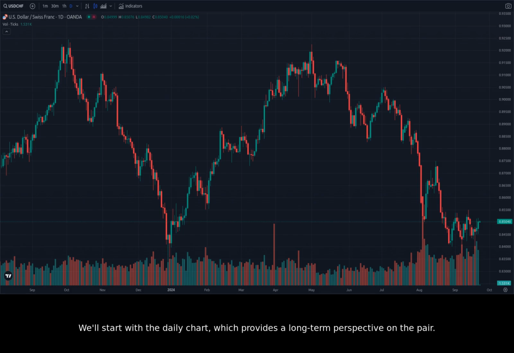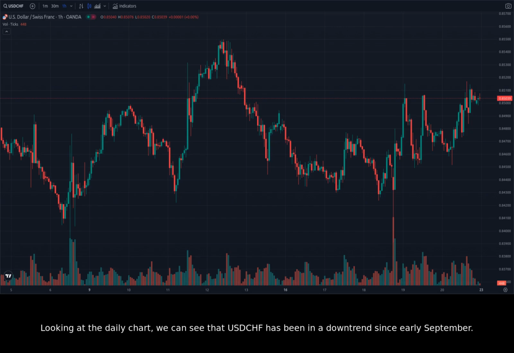We'll start with the daily chart, which provides a long-term perspective on the pair. Looking at the daily chart, we can see that USDCHF has been in a downtrend since early September. This trend is highlighted by a series of lower highs and lower lows. While there was some rebound earlier in the month, the overall picture is still bearish.